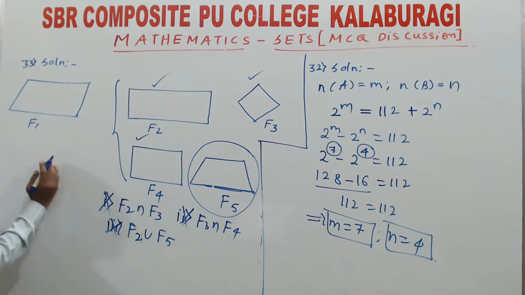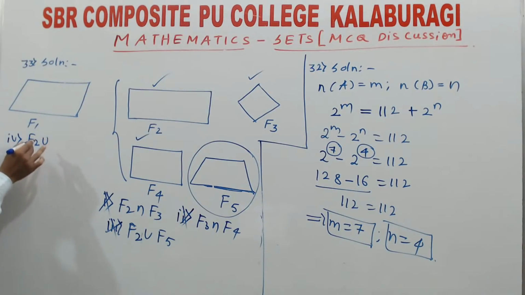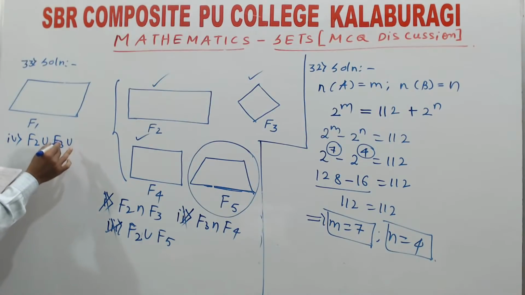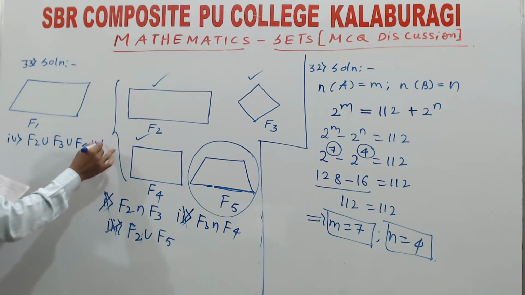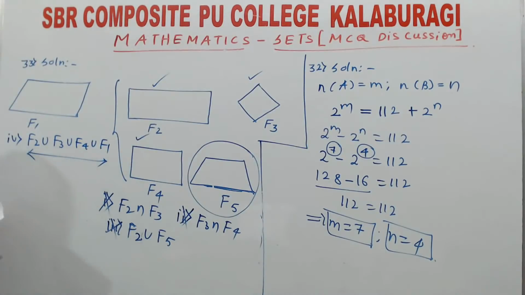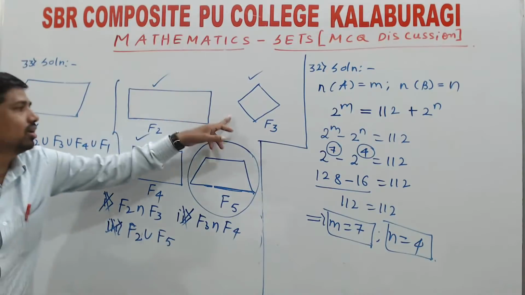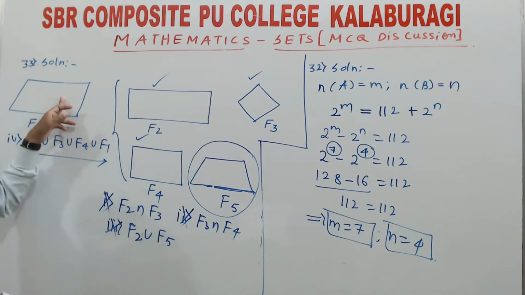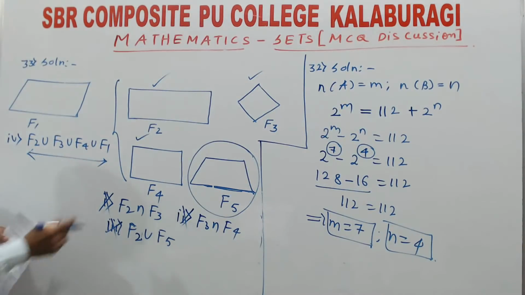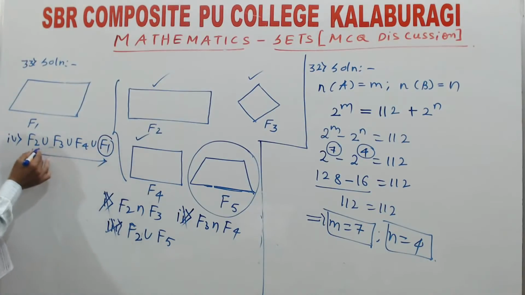But if you see the fourth option, what is that? It is F2 union F3 union F4 union F1. If I take the union of this, I am getting a parallelogram because these are types of parallelogram, union with F1. F1 is the bigger set here, and these are subsets. When I take the union with F1, I am definitely getting a parallelogram, because it is F2 union F3 union F4 union F1. F1 is the bigger set.